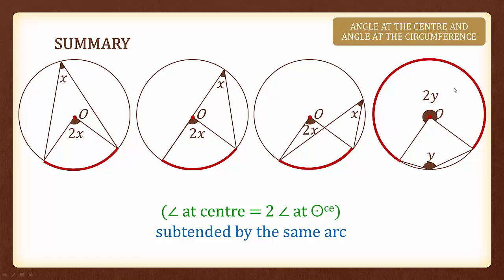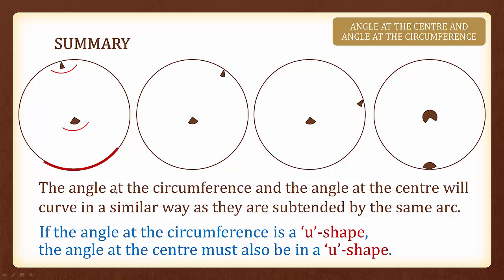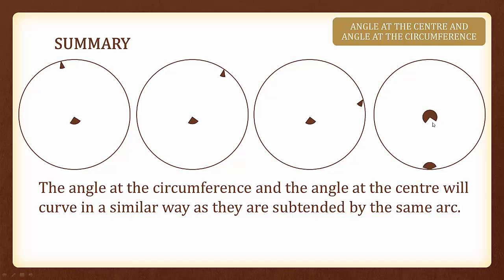The last example here is slightly different from the rest because the angle at the center here will be the reflex angle. Now, an easy way for you to remember this is the angle at the circumference and the angle at the center will somewhat look like the same shape. In the first example, the two angles are curved somewhat like a U shape, while in the last example here, the angles are curved somewhat like an N shape.